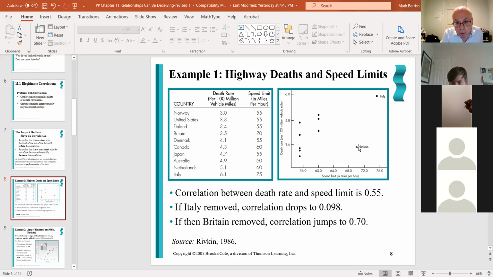Now Britain is removed. Now all of a sudden you could picture a line going upward, sloping more strongly, as the correlation jumps to 0.70. So you've removed Britain here, then all of a sudden with these points you could see the upward slope more, and that's why the correlation goes up. Right? So this is a good example of how different points can influence your correlation, making it go up or go down, depending on how far away it would be from a line.